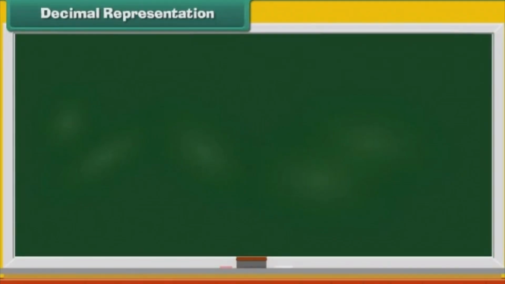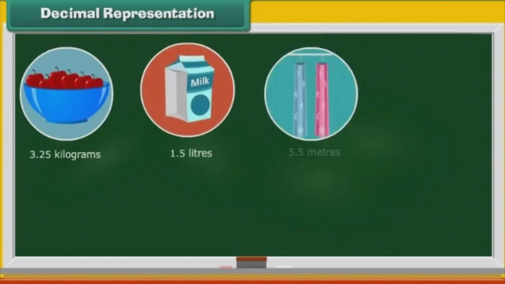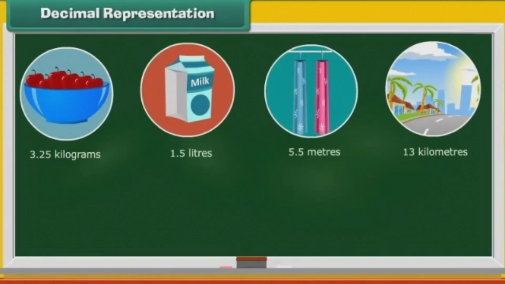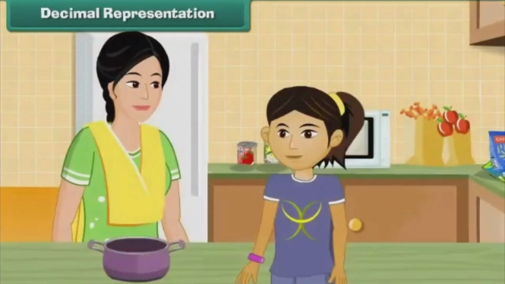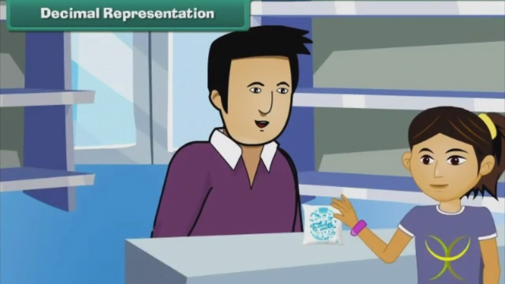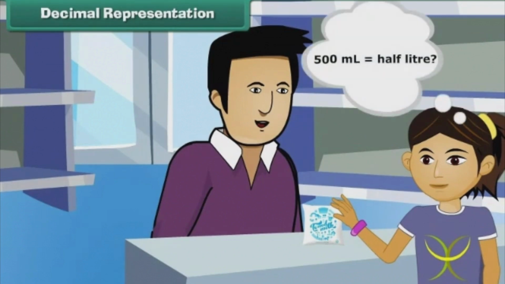Decimal representation. In real life, we use decimals extensively to express quantities and lengths. Let us now represent liquid quantities, solid quantities, and lengths in decimal form. Savita's mother asked her to get a half-liter milk pouch from Mother Dairy. When she went to buy it, the person at the booth handed her a 500 ml pouch. Savita was confused. Is 500 ml the same as half a liter?